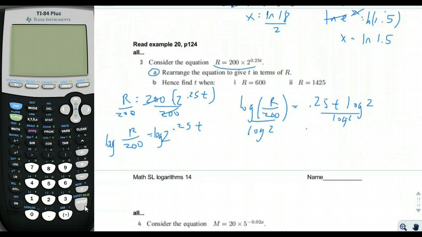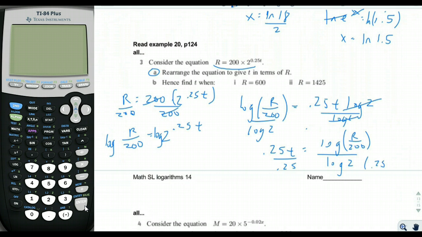So now we have, these cancel. So now we have 0.25t equals log of r over 200 divided by log of 2. And then we're going to divide both sides by 0.25, and then we're going to be completely done. Right? So now we have t equals something. Okay? The next says, hence find t when r is equal to 600.